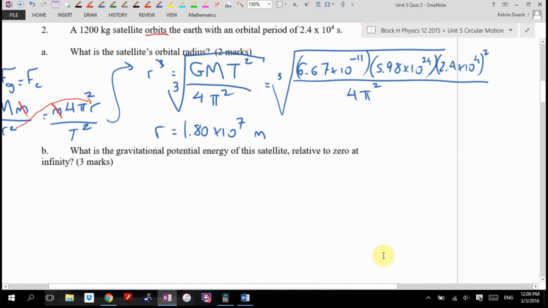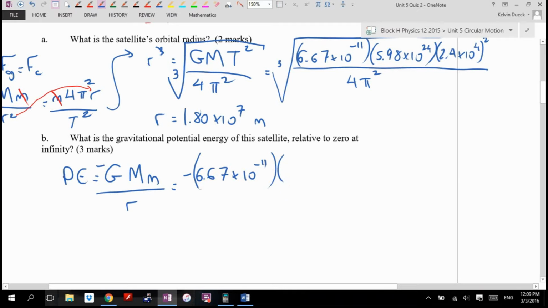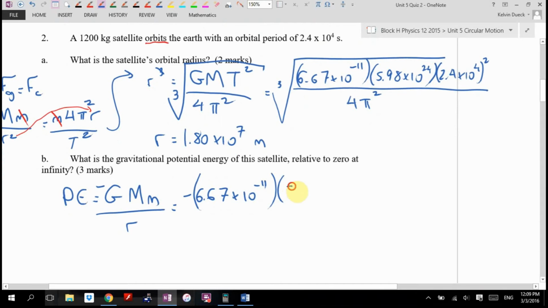B, what's the gravitational potential energy of this satellite? Potential energy is going to be big G, big M, little m over r, but negative, and not an r squared. Negative 6.67 times 10 to the negative 11, big M, 5.98 times 10 to the 24th. I need little m, 1200, divided by 1.80 times 10 to the 7th.